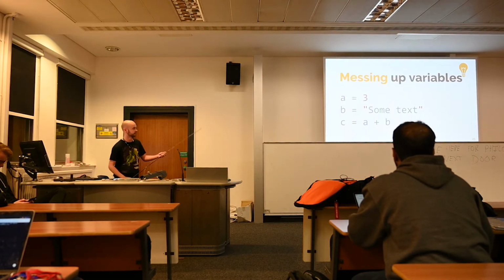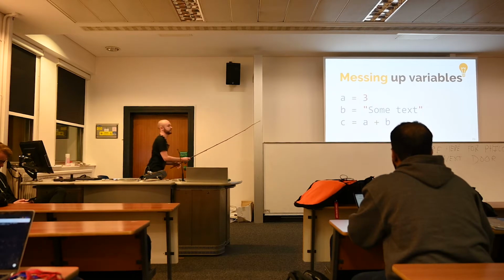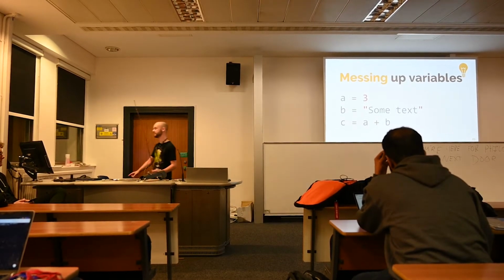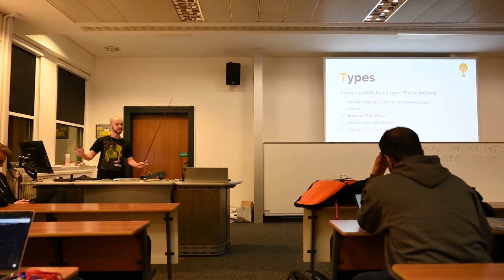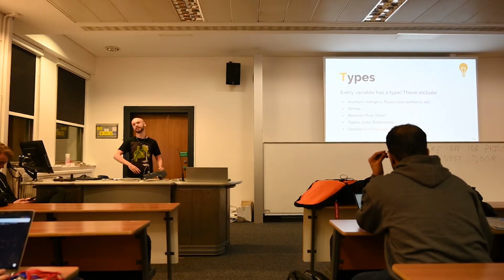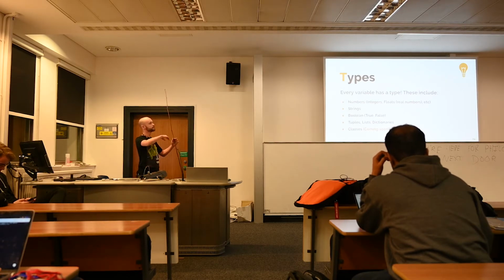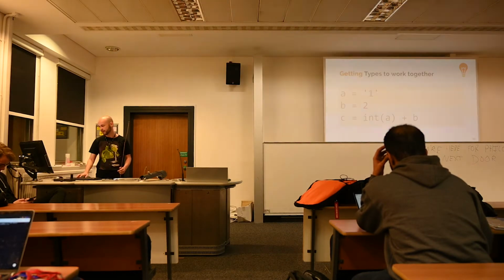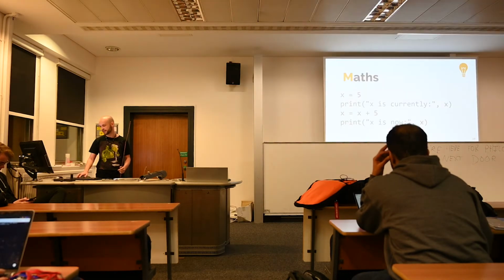Variables don't always work together. You can add words together, you can add numbers together, but you can't add numbers to words. That's what that slide means. This is because variables have types, which is like if you have a bit of data in your program, the computer knows what kind of data it is, whether that's a number or a word or a dictionary or a list. We'll see more of this later on. You can get them to work together by forcing them to be a different kind of type. You can do maths. Maths is fun.